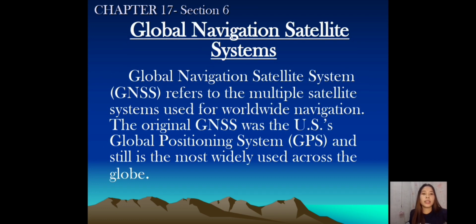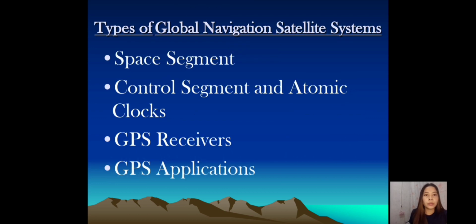Global navigation satellite systems. Global navigation satellite system refers to the multiple satellite systems used for worldwide navigation. The original global navigation satellite system was the U.S. Global Positioning System, and it still is the most widely used across the globe. These are the types of global navigation satellite systems: space segment, control segment and atomic clocks, GPS receivers, and GPS applications.